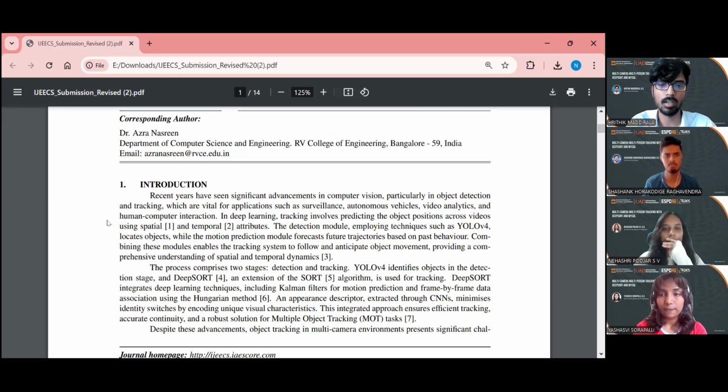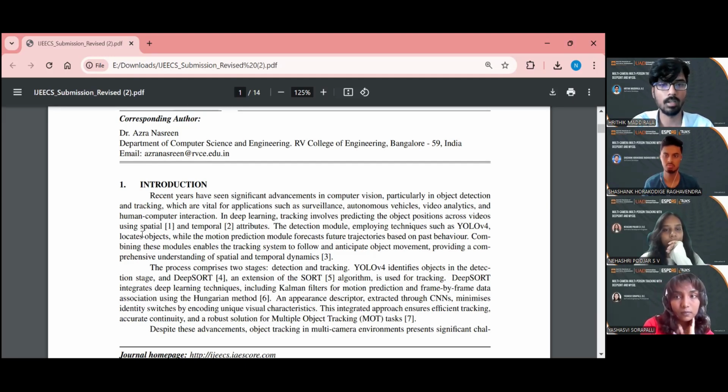For tracking, we utilize DeepSORT, which is an extension of the SORT algorithm. DeepSORT incorporates various deep learning techniques, such as a Kalman filter used for motion prediction, as well as frame by frame data association, which is done by the Hungarian method. Additionally, it also employs an appearance descriptor, which is generated by a convolutional neural network. By using all of these approaches, it ensures efficient tracking and provides a robust solution for multiple object tracking tasks.